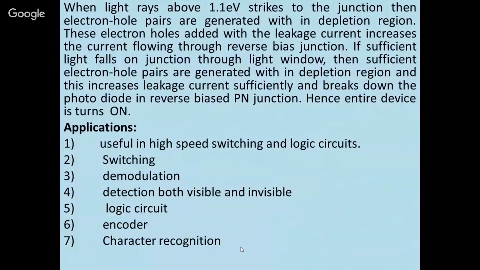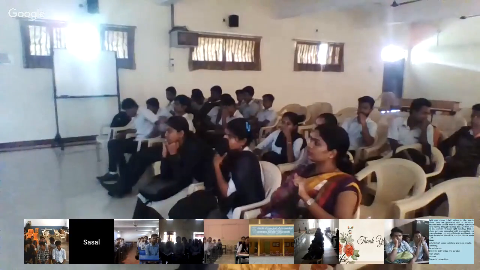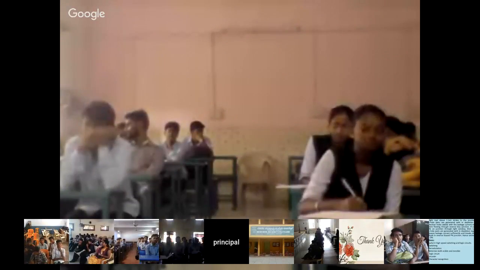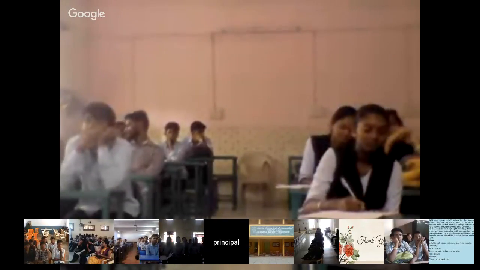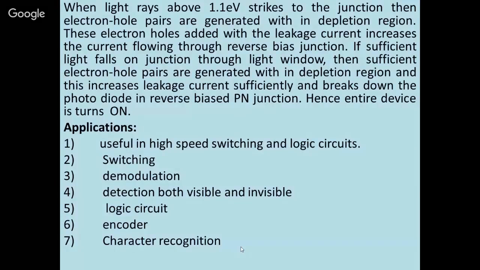And what are its applications where it can be used? As I told, it is used, for example, in switching, that means on and off. When light rays do not fall on the surface, it acts as an open switch. When light rays fall on it, it acts as a closed switch. So wherever a switching application can be done, we can use this photodiode. It is also useful in high speed switching and logic circuits.